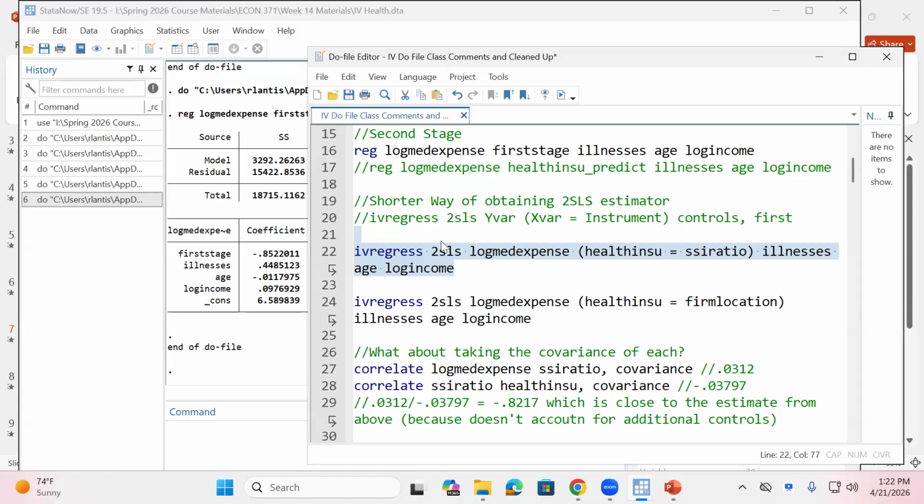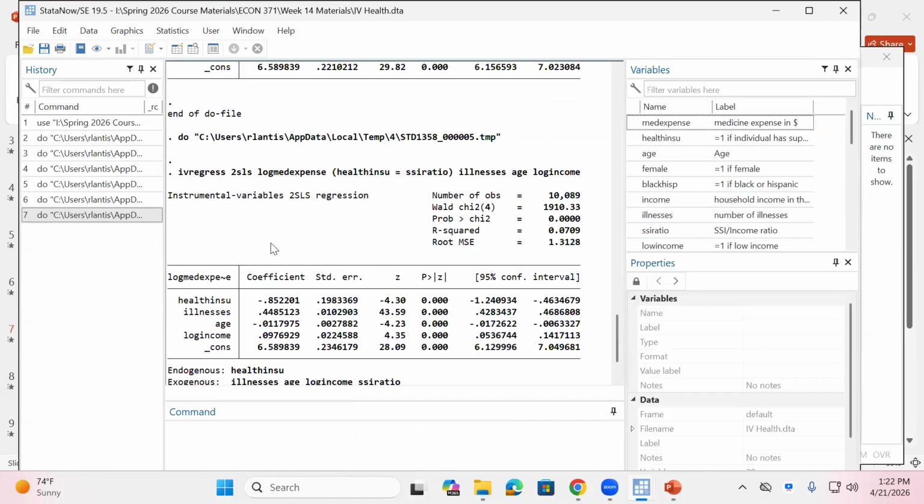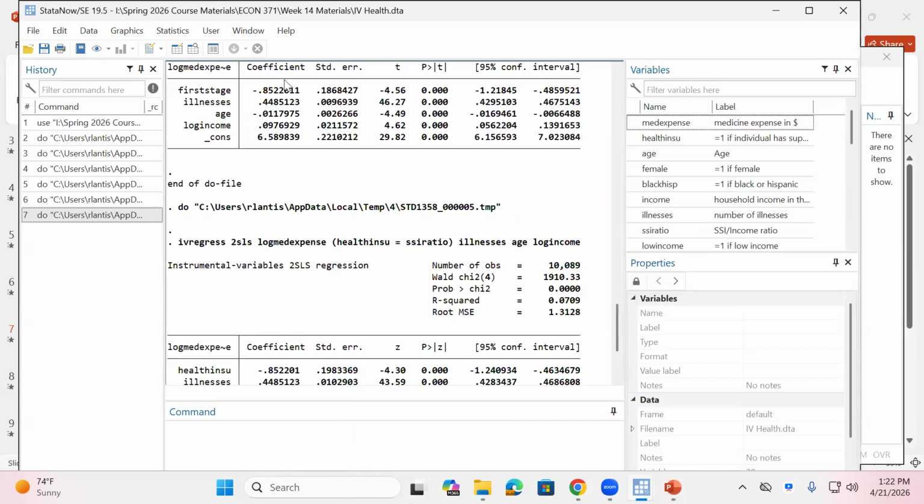So if I run this, I should get the exact same coefficient as if I break this down step by step. It's just doing all of that behind the scenes for me. So I run that regression, sure enough, I get the exact same coefficient estimate. Okay. Now, there's some things that the IV regress command does that we don't do if we do this by hand. Won't get there today. I might mention or talk about them a little bit more on Thursday.